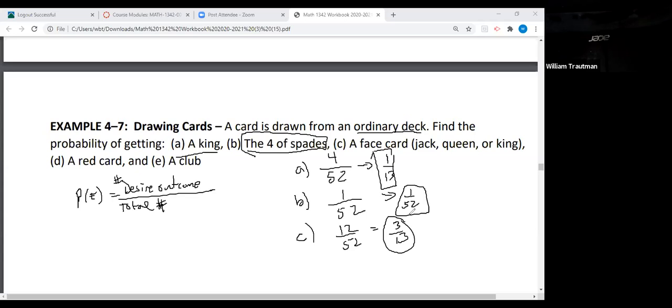Is it 1/5? Say that again? Is it 1/5? It's 3 over 13. You do 12 over 52, you should get 3 over 13. That's a 52. 12 divided by 52. You should get 3 over 13.